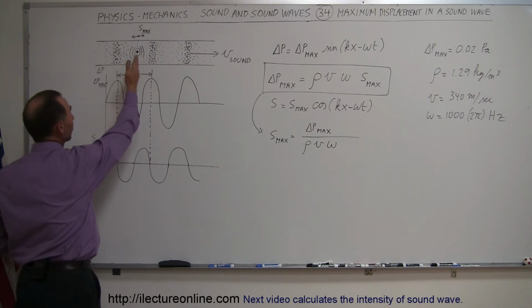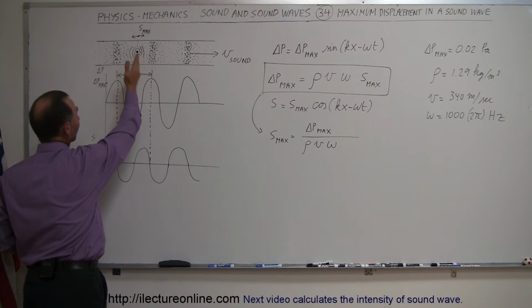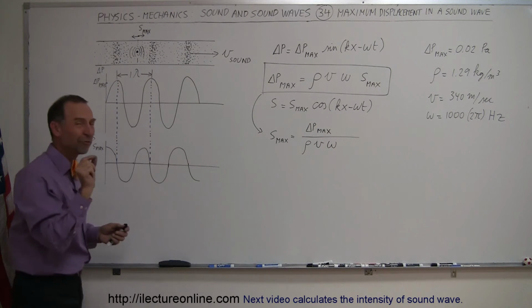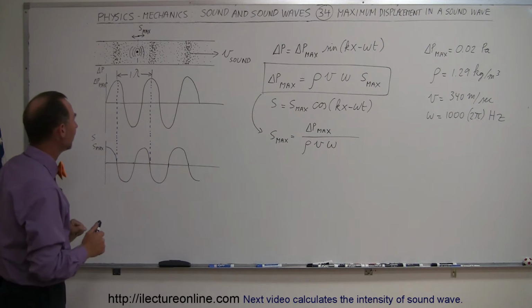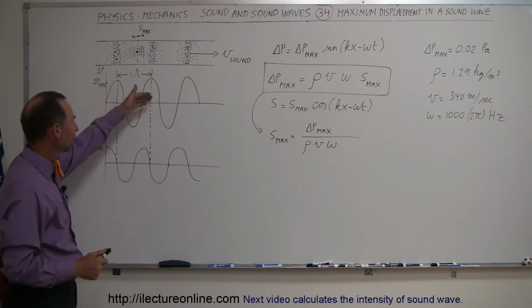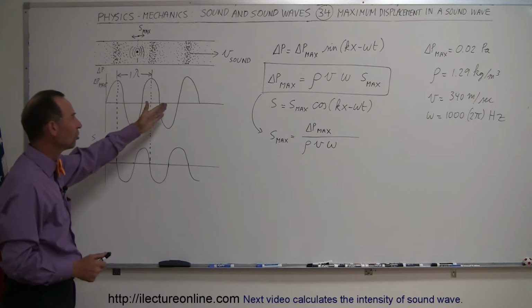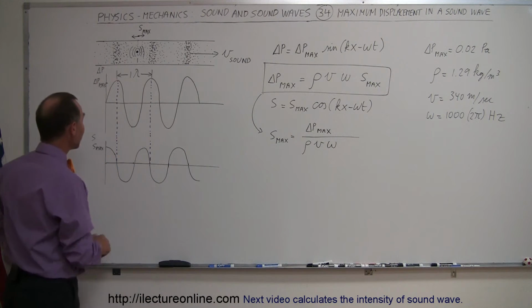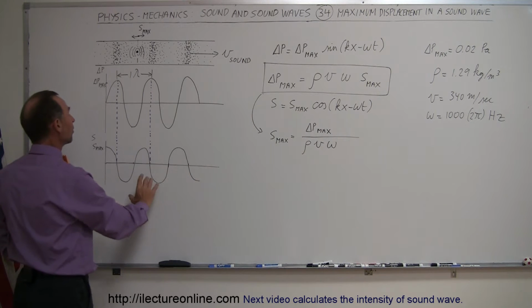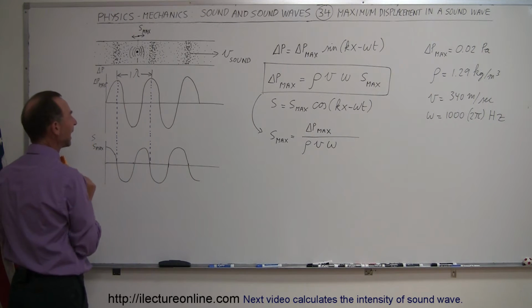Remember that the molecules themselves are just slightly displaced from their normal position by very small amounts, causing these variations in the pressure which rush through the air. Notice that this is a nice representation of how the pressure changes, and we have an equation defining the change in the pressure like that. And then we have the corresponding displacement of the molecules, and notice that they're offset by 90 degrees.